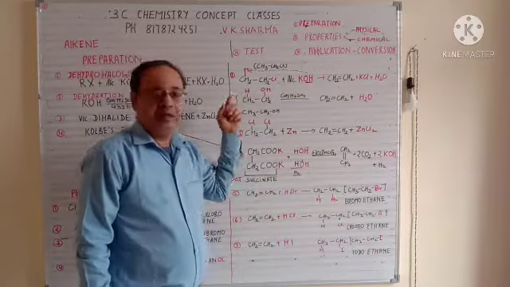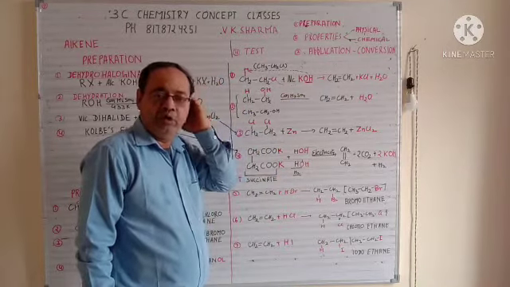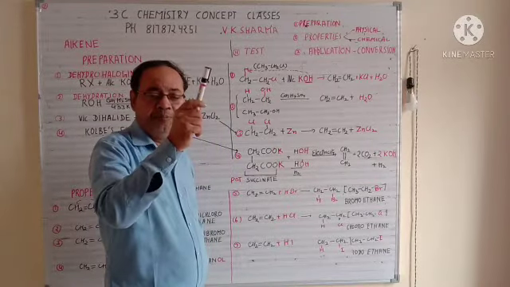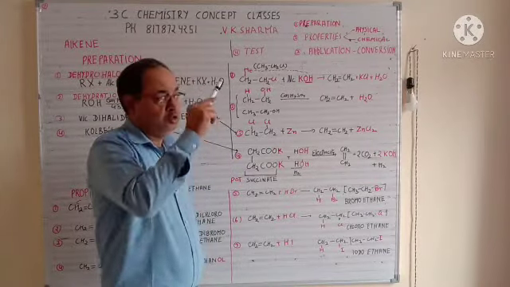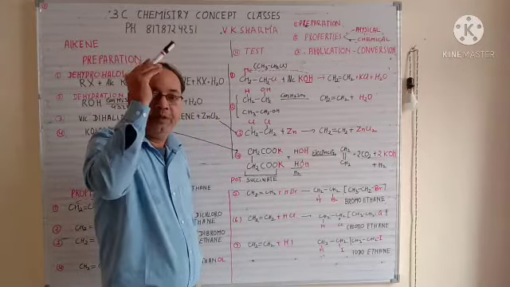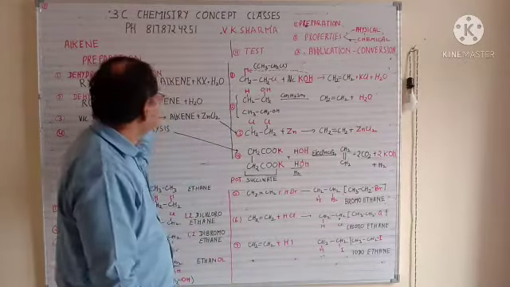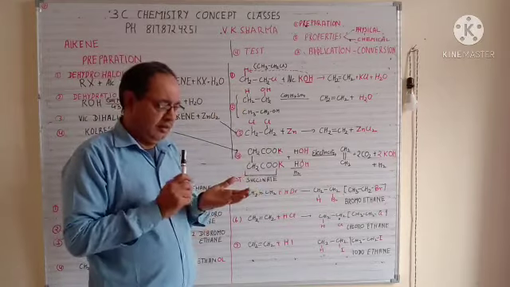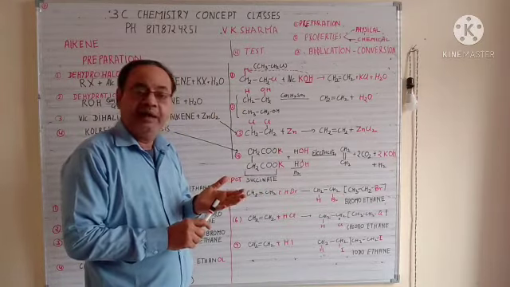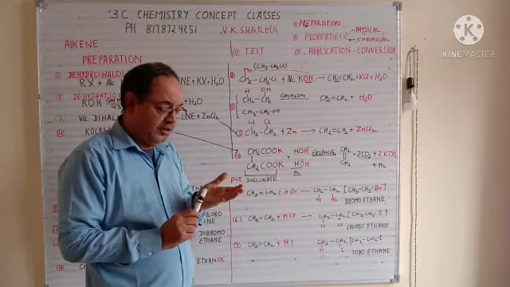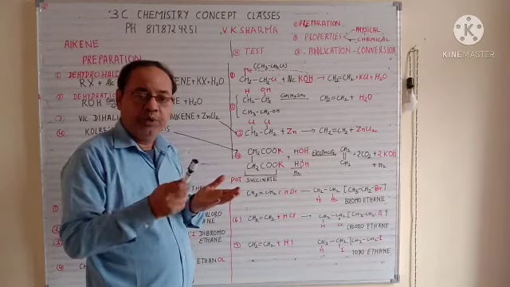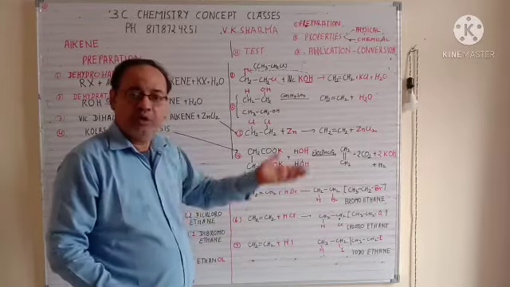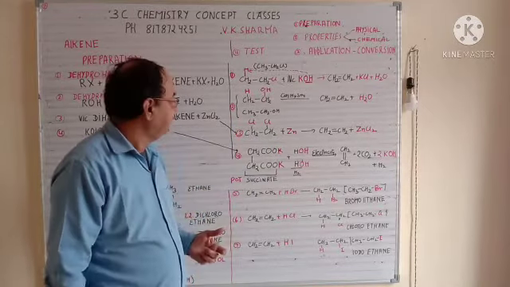Now suppose you take propyl chloride, it will give you propene. You take butyl chloride, it will give you butene. Pentyl chloride will give you pentene. So this reaction builds up that way. If you remember this one concept, you know how to make alkene from alkyl halide: ethyl chloride to ethene, propyl chloride to propene, butyl chloride to butene, pentyl chloride to pentene. This way you can go on with many reactions.